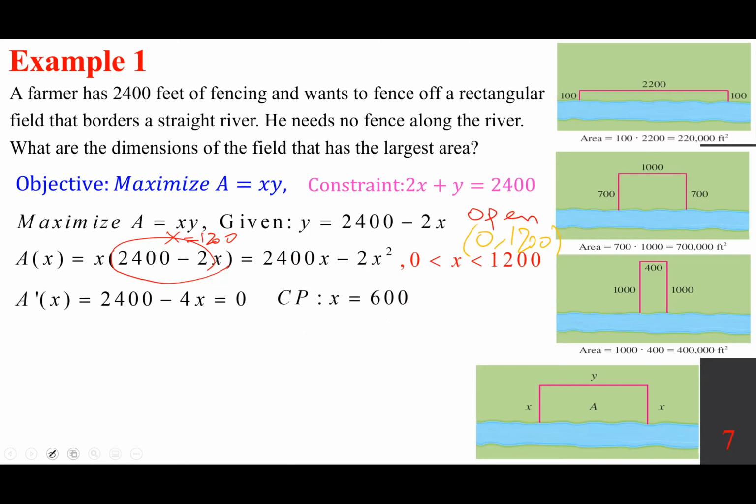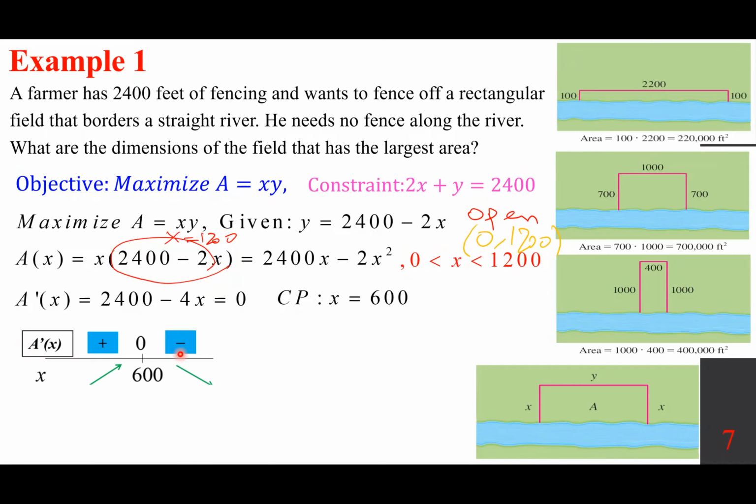This is an open interval. So when we go through the process, if this is going to maximize the function, then it will be an absolute max. If it's going to minimize, it's going to be an absolute min. I'm going to look at both the first as well as the second derivative test because you have to know how to do both.